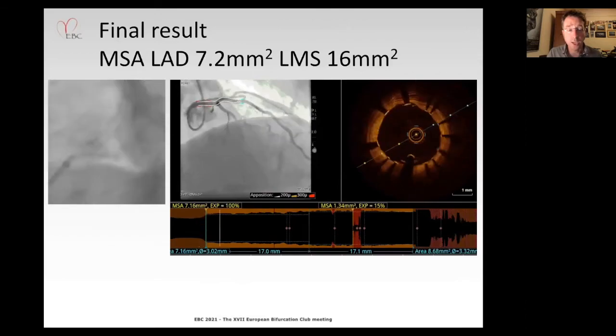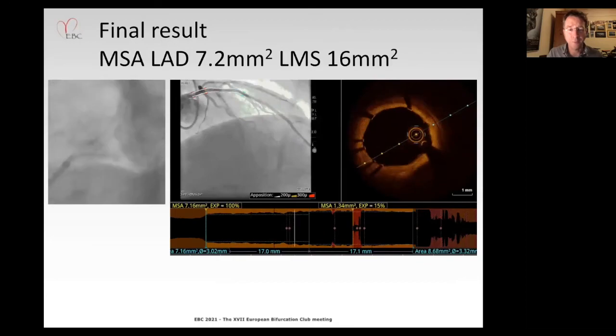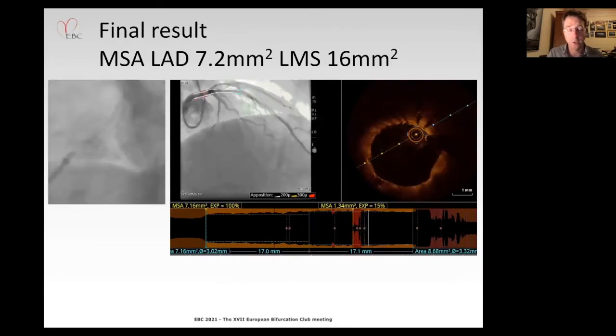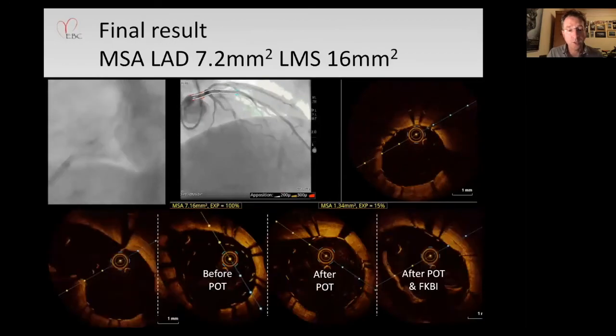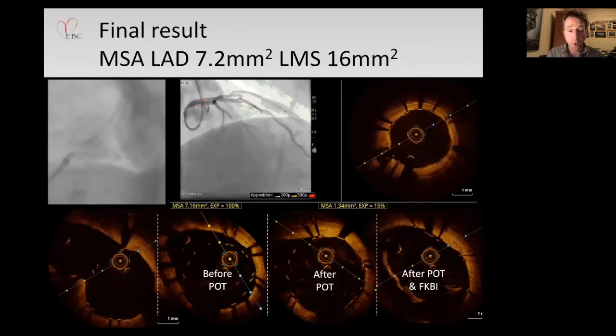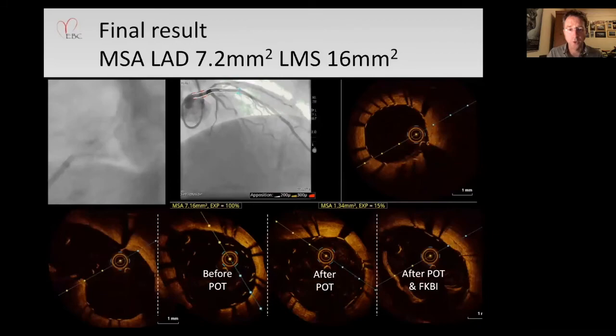And ultimately achieved an MSA in the LAD of 7.2 mm² and in the left main of 16 mm², that really will offer the patient an excellent long-term outcome. And we see here from distal to proximal the difference made by the POT and then actually the kissing in terms of the stent coverage and the level of the polygon.